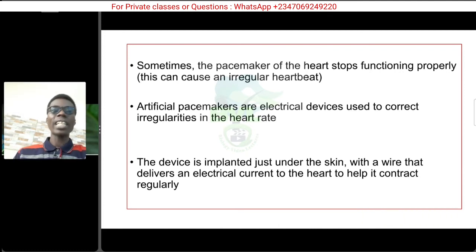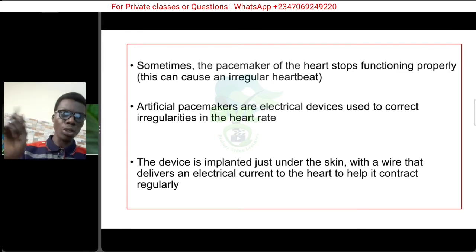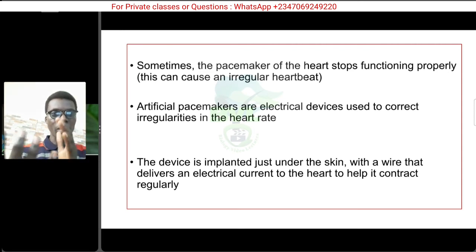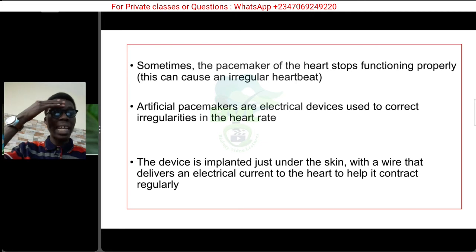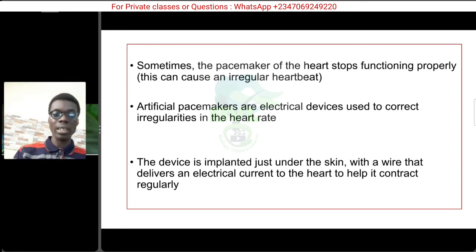So basically, it says here, artificial pacemakers are now needed. When the pacemaker is not working properly, what's a pacemaker? SA node, AV node, I showed you. So you now need an artificial pacemaker to correct the irregularities of the heart rate. Why are there irregularities in heart rate? Because something went wrong with the pacemaker. So the device is implanted just beneath the skin with a wire that delivers an electrical current to the heart to help correct that, so to say.